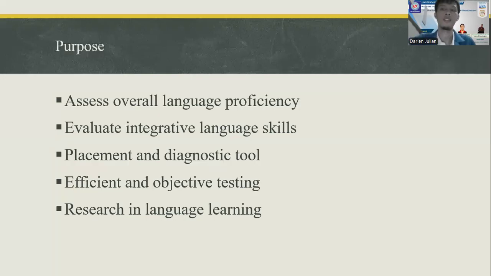Fourth is efficient and objective testing. It provides a quick, objective, and easily scorable way to test larger groups. Because answers are short and clear, it avoids the subjectivity of essay or oral scoring. Last is research in language learning. Linguists and educators use C-tests to study language acquisition processes, the relationship between grammar and vocabulary knowledge.